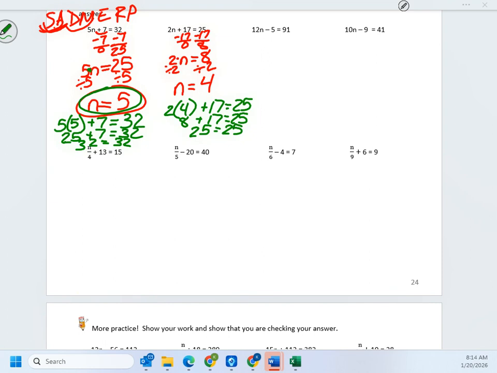Let's look at our next one. 12n minus 5 equals 91. What is our first operation we have to do? What's the first step? I want you really looking at that, thinking, what is our first step? Let's see if we can get some more people brave to answer.